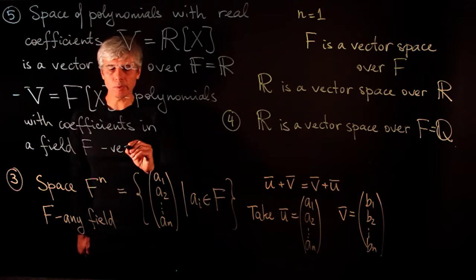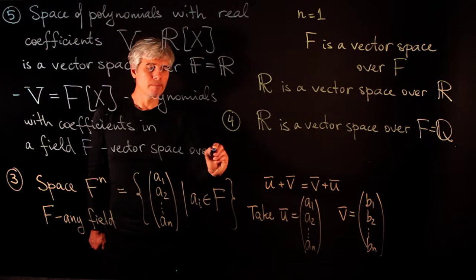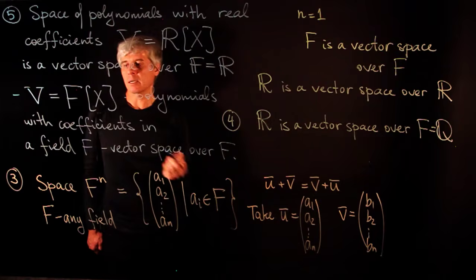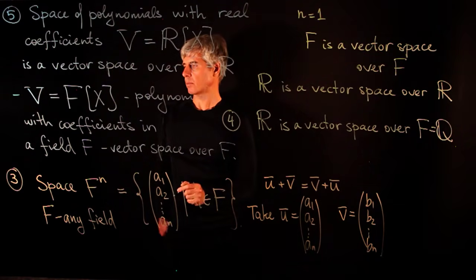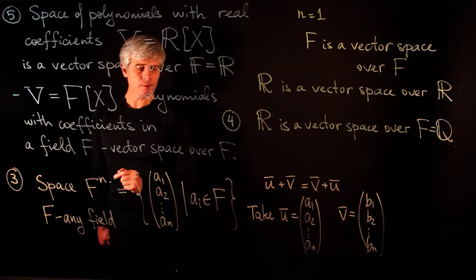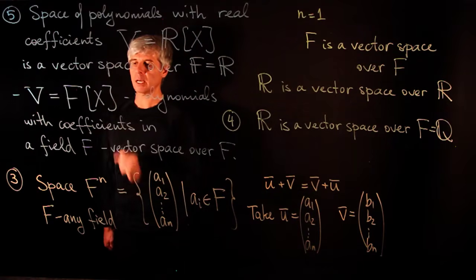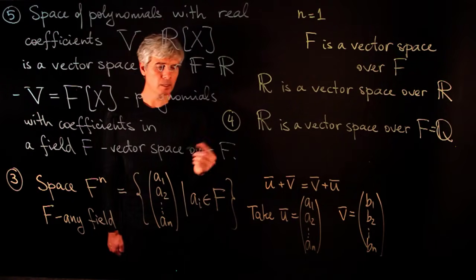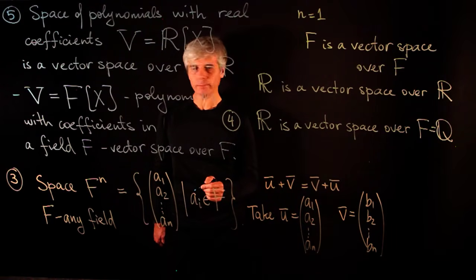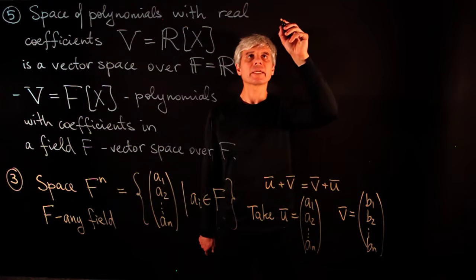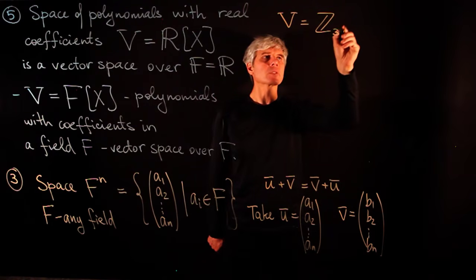And this will be a vector space over F. And here, again, vectors are polynomials with coefficients in F, and scalars are elements of F. So here we can add two vectors, so the sum of two polynomials will be a polynomial, and we can multiply a polynomial by a scalar from F. As an example, let's consider V to be the space of polynomials over Z3.